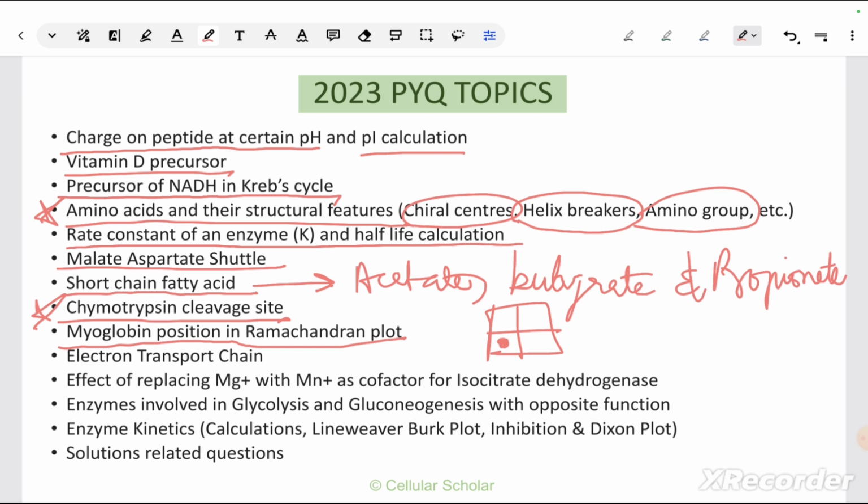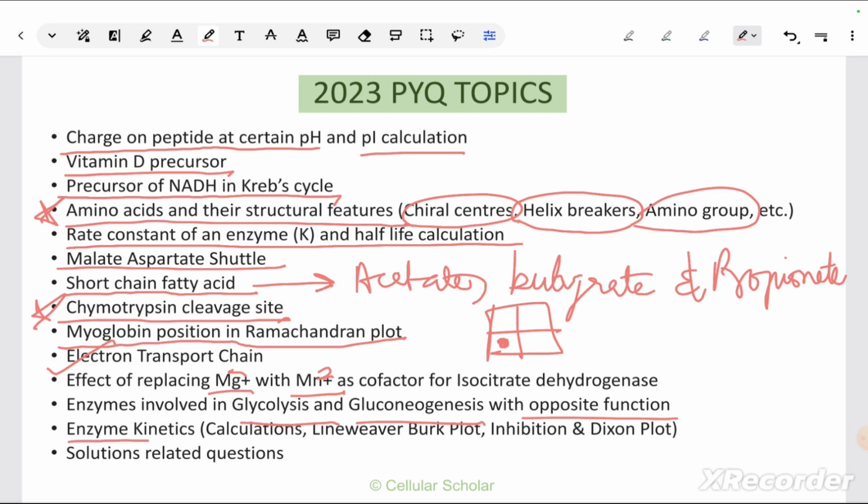Again, another one was the effect of replacing magnesium with manganese, this you should know. Basically they have no effect because their structure is quite similar. This will be Mg2+ and Mn2+. Okay, now, enzymes involved in glycolysis and gluconeogenesis with opposite functions. Again, you should know about all these cycles, all these steps.